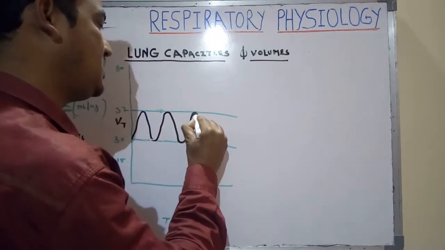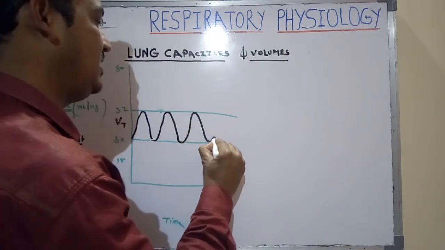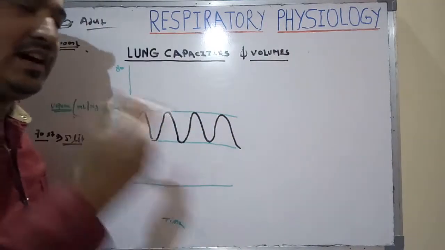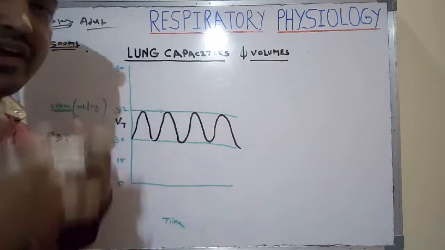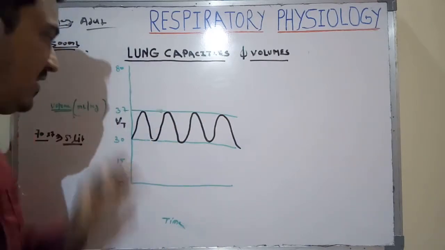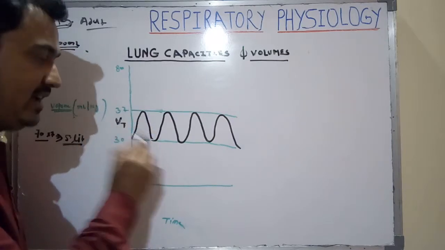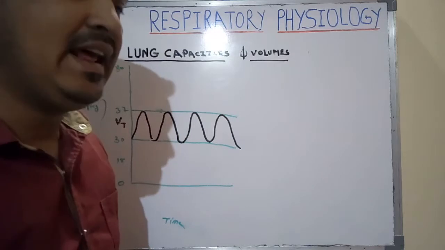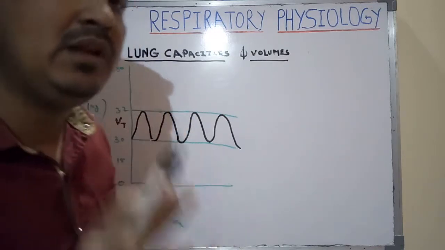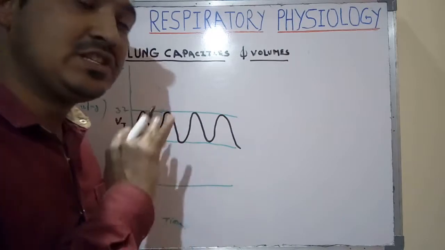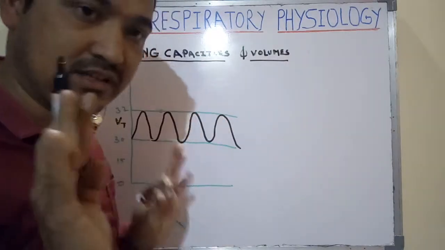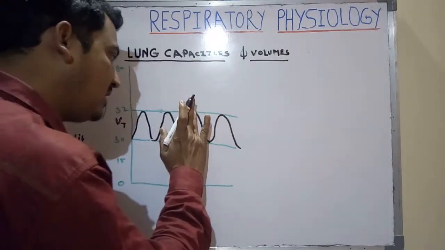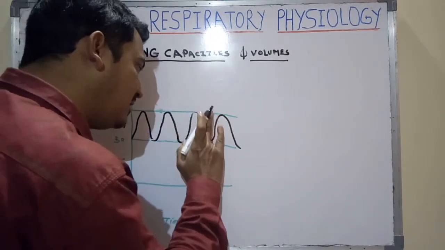This cycle continues in quiet breathing. Is it clear? The cycle is continuing in quiet breathing, and every time I'm inhaling, a 70 kg adult is inhaling 500 ml of air and exhaling 500 ml of air. Is it clear? That is tidal volume. That is the volume of air inhaled and exhaled in a normal or quiet breath, which is done without conscious effort.